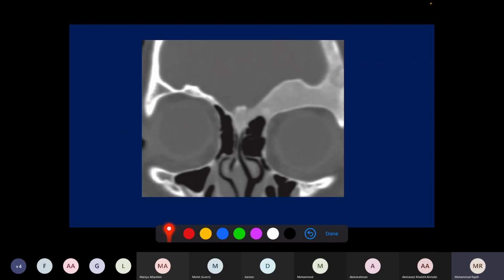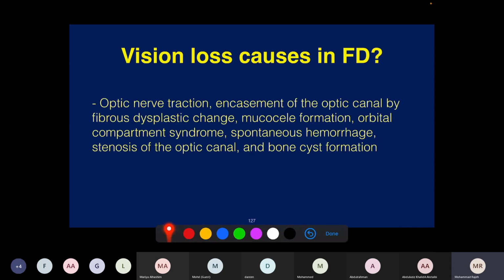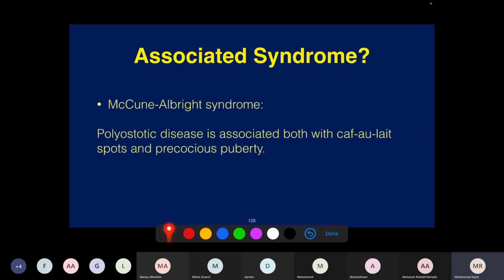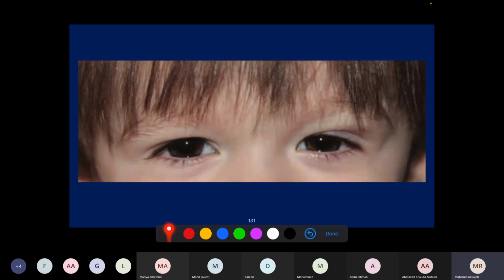So again, this is hyperostosis, or sorry, ground glass appearance in a child with signs of inflammation, mechanical ptosis, swelling. You know, this is fibrous dysplasia. It's a bonus question. I don't think it's fair to ask about. Maybe in board, but not in R2 or R3. So it's important to know why those patients develop vision loss. Associated syndrome, McCune-Albright syndrome. We didn't need to go through that.